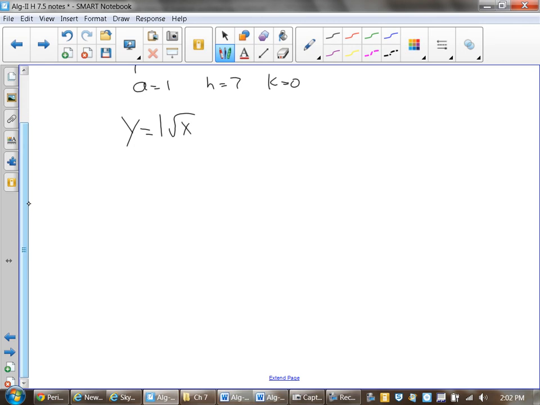I always plot the same values. I start at 0, 0, because what's the square root of 0? What's 0 times 1? After that, I go to my next perfect square. My next perfect square is positive 1. Square root of 1, 1 times 1.